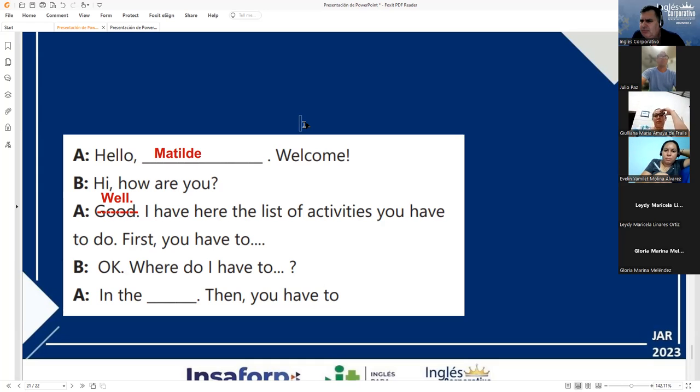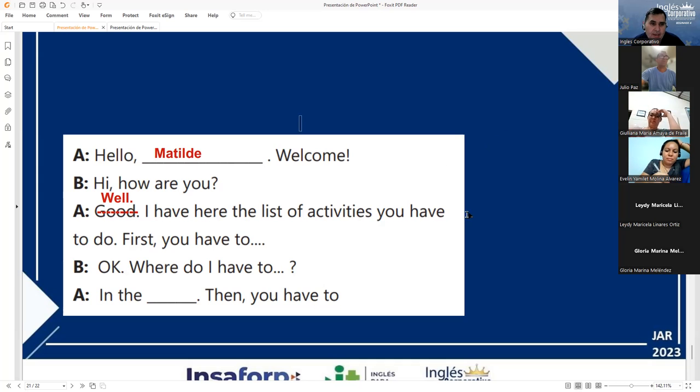Entonces, si dice, ¿cómo estás? Estoy bueno. Está bueno, no se ha podrido. O sea, no es correcto. I'm good, no. So es I'm well. No estoy enfermo. ¿Cómo estás? I'm well. O sea, no estoy enfermo. Well quiere decir no enfermo.